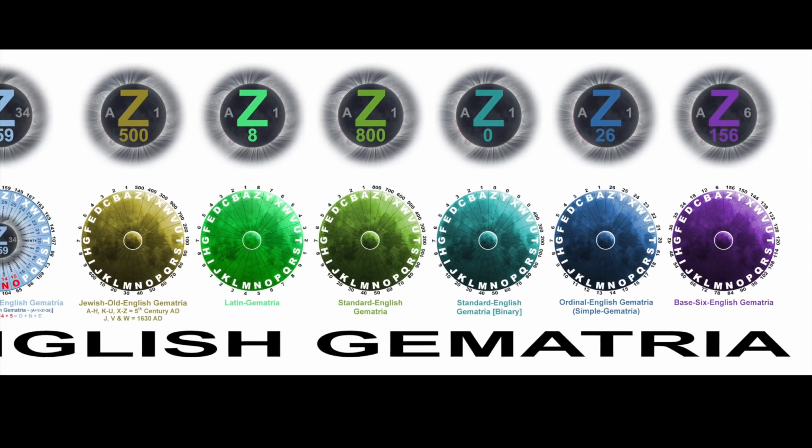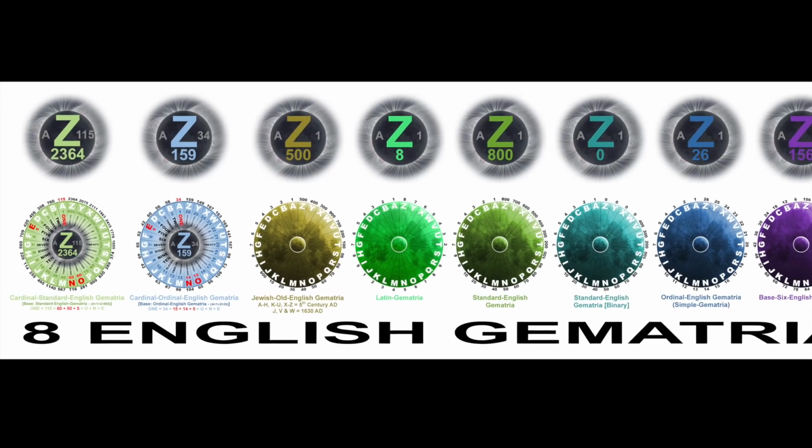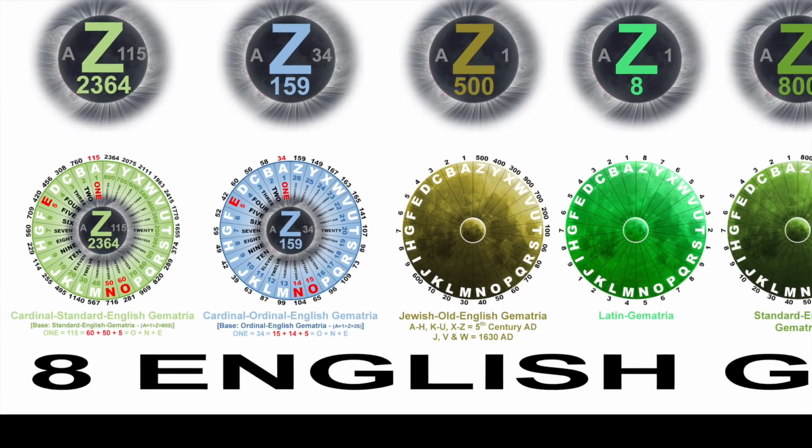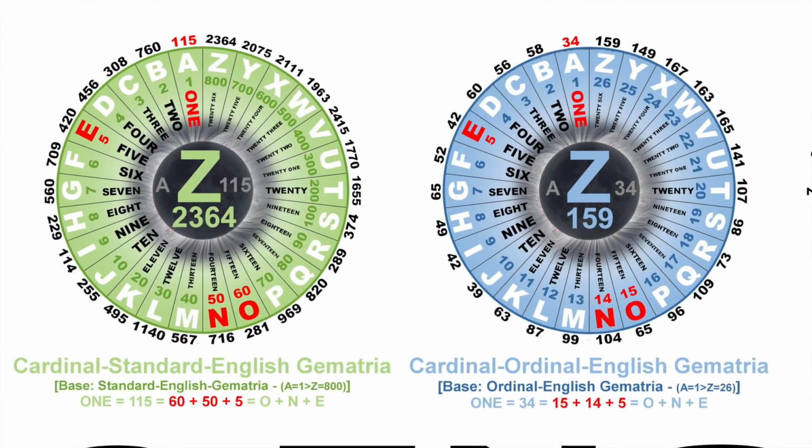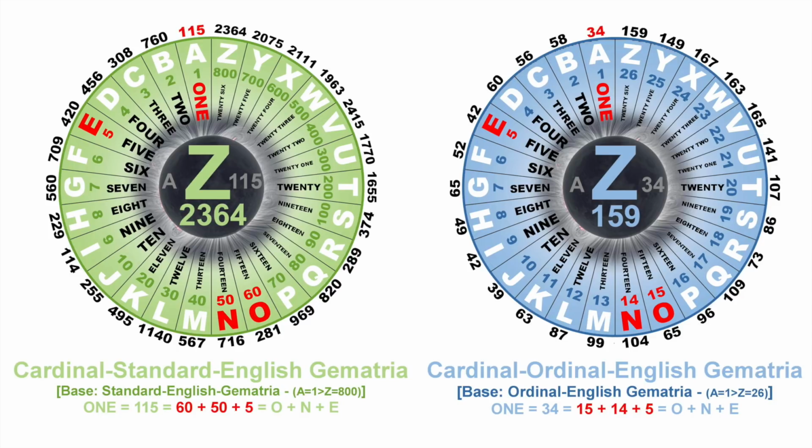Now, the last two forms of English Gematria are known as Cardinal English Gematria. In this system, the English spelling of the number is used based on the corresponding order of the letter in question, with the value for each letter in that spelling being exchanged for either ordinal or standard values.